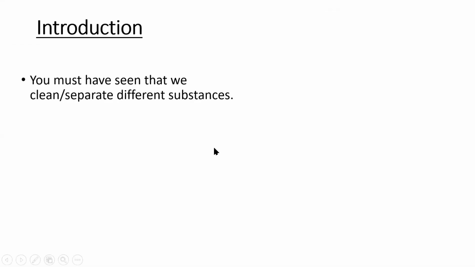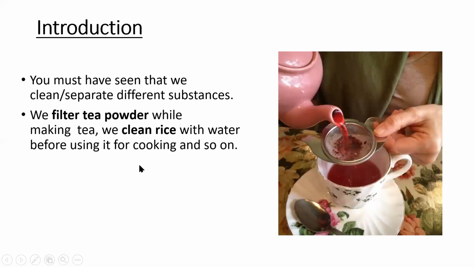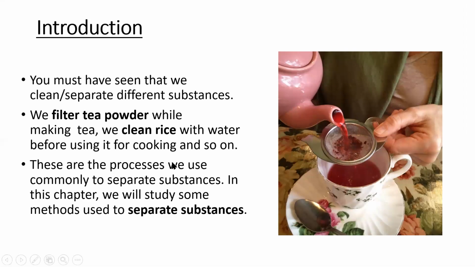Introduction. In our day-to-day life, we come across many situations where we clean or separate different substances. For example, we filter tea powder while making tea, and we clean rice with water before using it for cooking, right? And there are so many other situations where we need to separate the substances. So these are the different processes of separation of substances, and in this chapter we are going to study them.